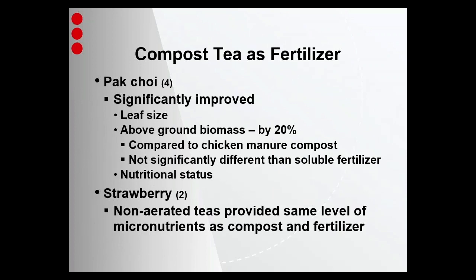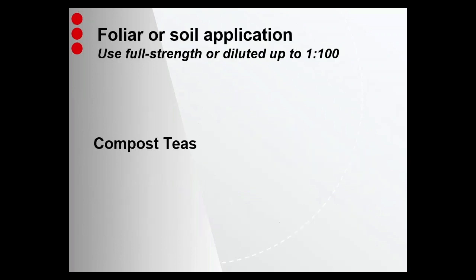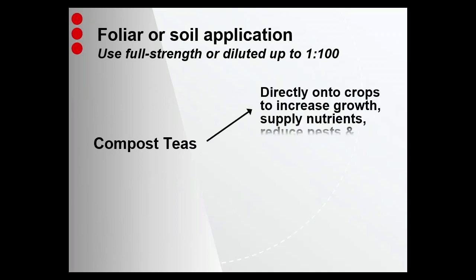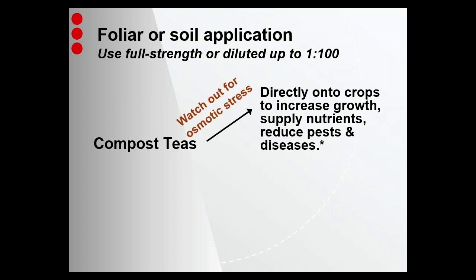All right, so there are a couple of studies out there that show that compost tea is able to enhance the above ground biomass. And when we apply it to the soil, what we can see is we can apply it in one of 2 ways. We can either apply it directly to crops, in which case you want to watch out very well for your osmotic stress. And you also want to be aware that compost tea is considered an experimental pesticide, and you want to be careful with how you use that.